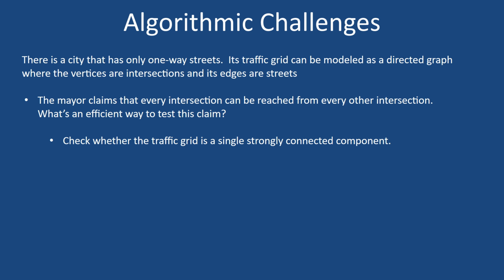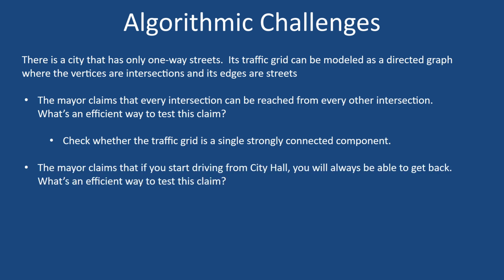Now suppose that's not the case. So the mayor backs off on his claim and says, okay, if you start driving from City Hall, you will always be able to get back. Okay? So he's saying, maybe you can't get anywhere from anywhere, but at least if you're at City Hall, anywhere you go from City Hall, you can get back where you came from. So how could we use a strongly connected component algorithm to answer that question?